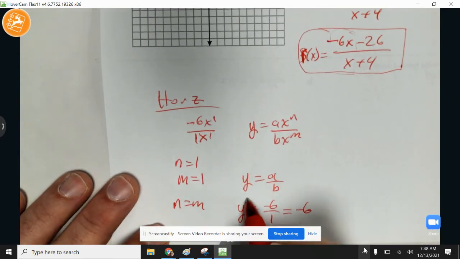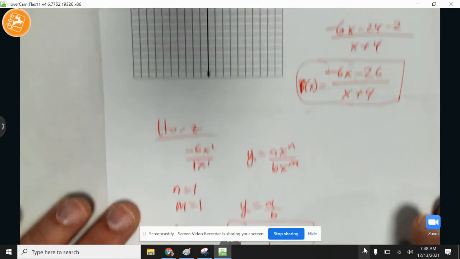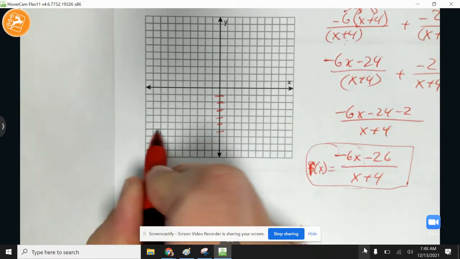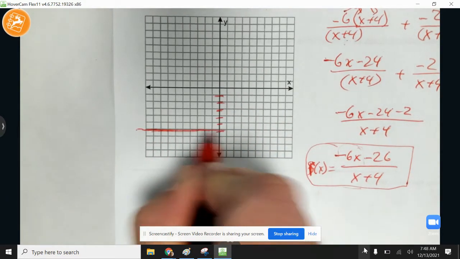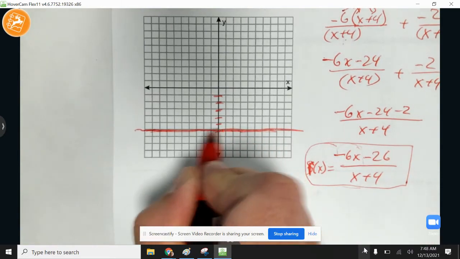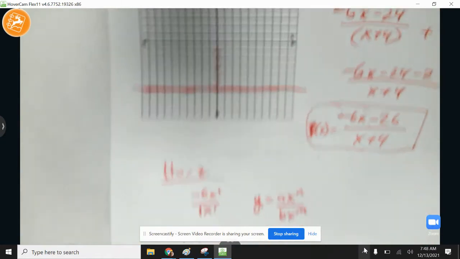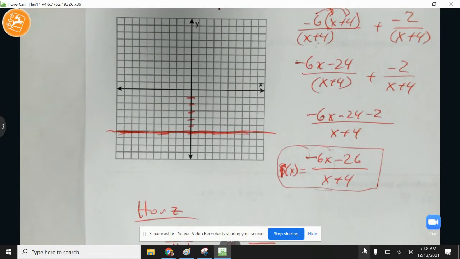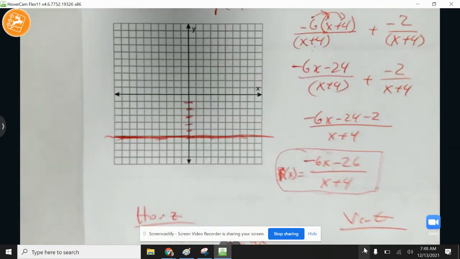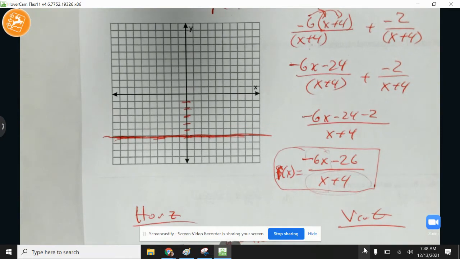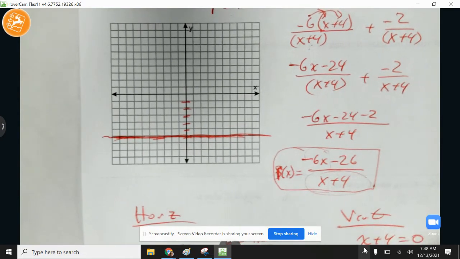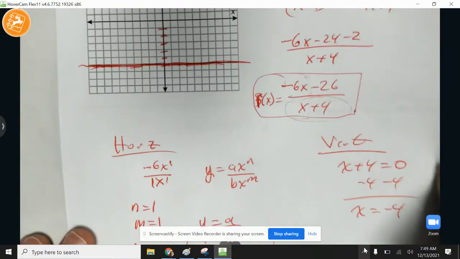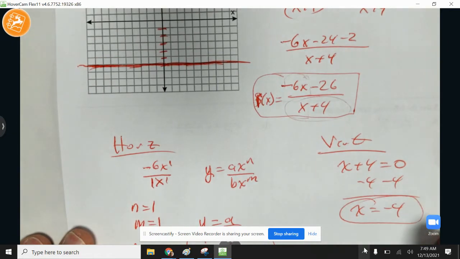So when I look at my horizontal asymptote, I'm going to go up here. I'm going to count off 1, 2, 3, 4, 5, 6. So I have a horizontal asymptote at y equals negative 6. Now I need to find my vertical asymptote. So my vertical one is going to be when my bottom part of the function is equal to 0. So I get x plus 4 equal to 0. Subtract 4 from both sides, I get x equals negative 4. So I get x equal to negative 4 for my vertical.